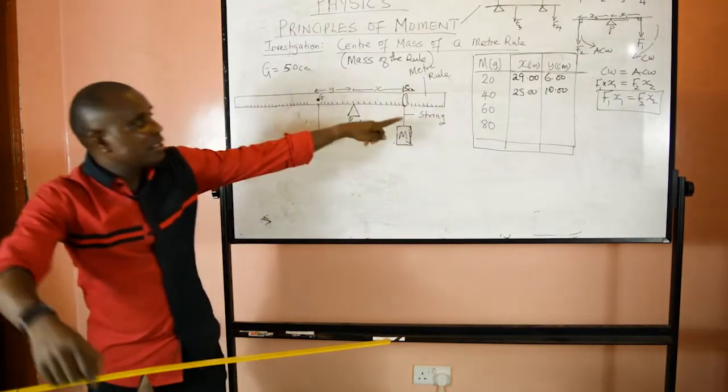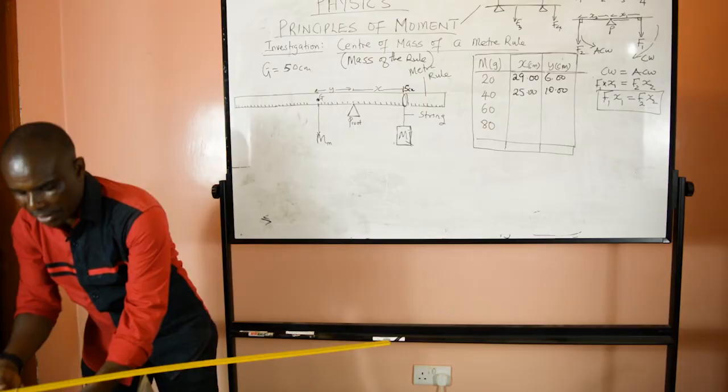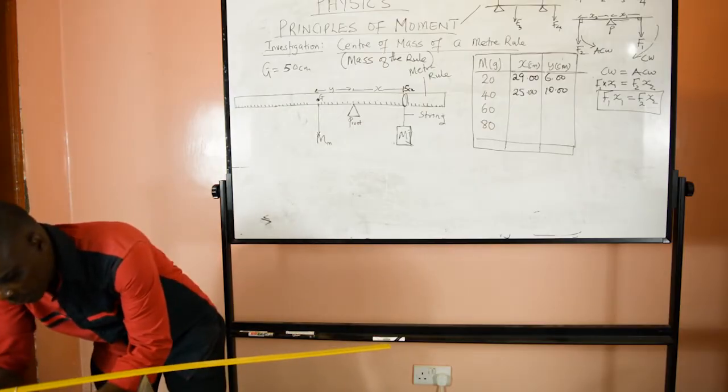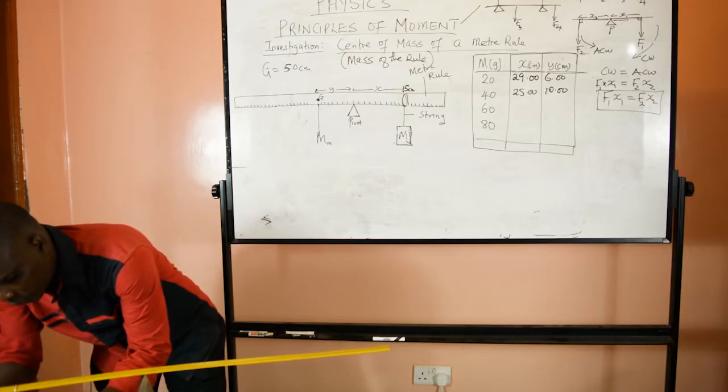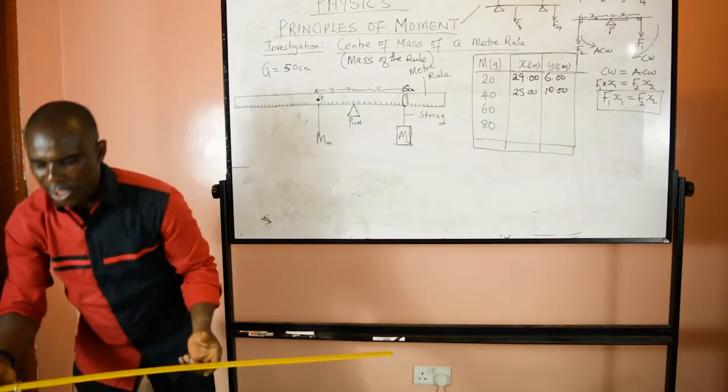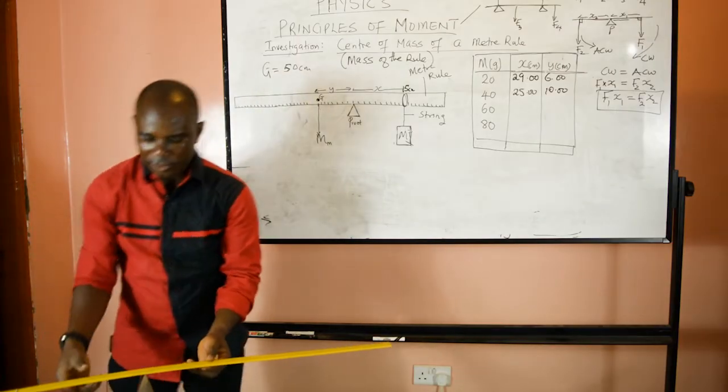I'm still adding. I want 60 gram now. This was 40. So I keep adding. So I've got 60 hanging there. That is 60 that is on that stuff.